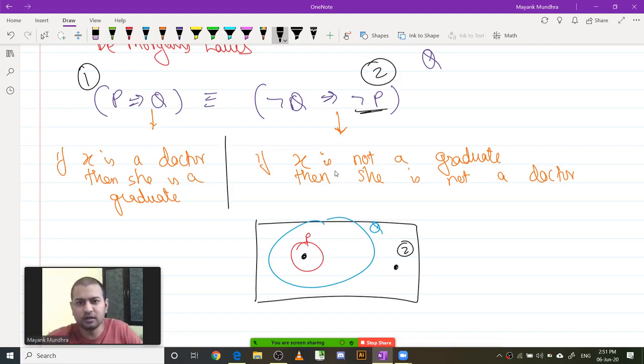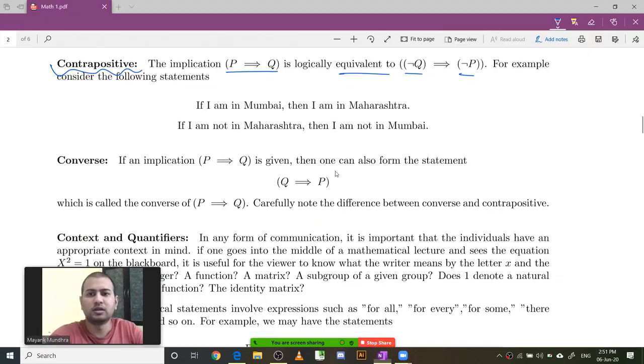So this is the analogical example from a person who is a doctor and a graduate, and this is the Venn diagrammatic example which comes from drawing the two statements as sets. So if P is the set of all doctors, Q is the set of all graduates, then all doctors must lie in the set of graduates and all non-graduates must lie in the set of non-doctors. Okay. So this is what we call a contrapositive.